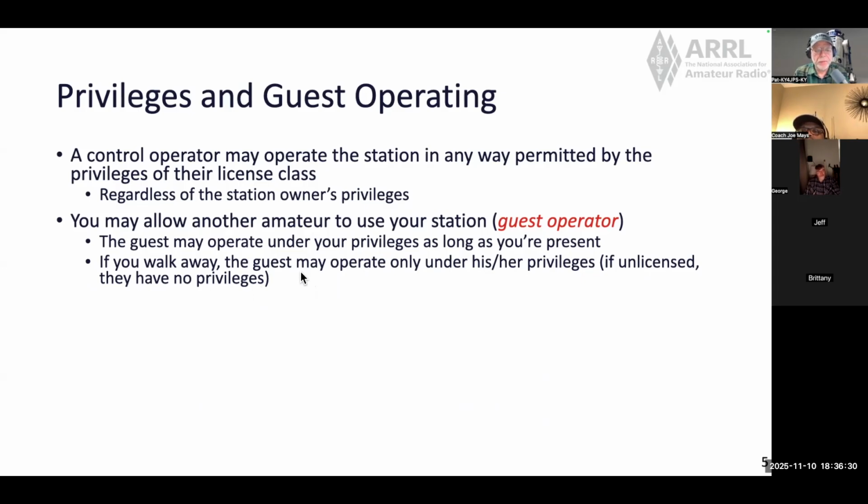So you'll see mainly when guests are coming to operate your radio, it's usually during an event such as a field day. Coming up, we'll have Winter Field Day. And so we'll invite people from the community, hey, come see what ham radio is about.